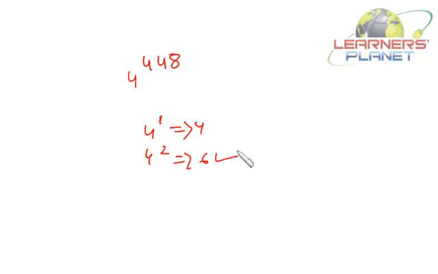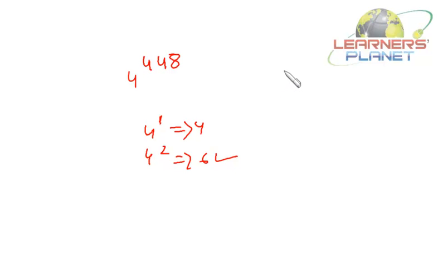Now let's take some random problems. Suppose I wish to calculate the unit digit of 4 raised to 448. The case of 4 we have already discussed. If 4 is raised to any even power, it will produce 6. So the sequence of 4 will be 4 raised to 1 will end in 4 and 4 raised to 2 will end in 6. So the sequence is 4 6 4 6 4 6. So if 4 is raised to any even power we'll be getting 6. So 4 raised to 448 will be ending in 6.